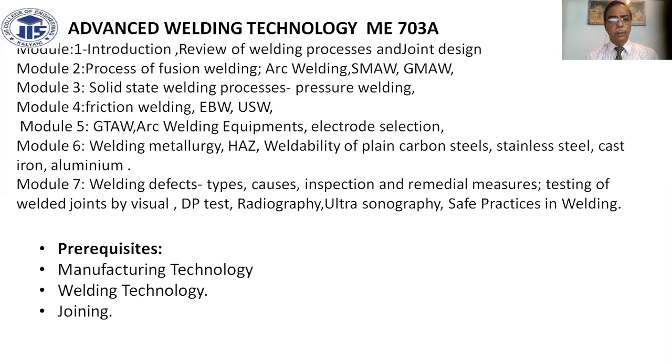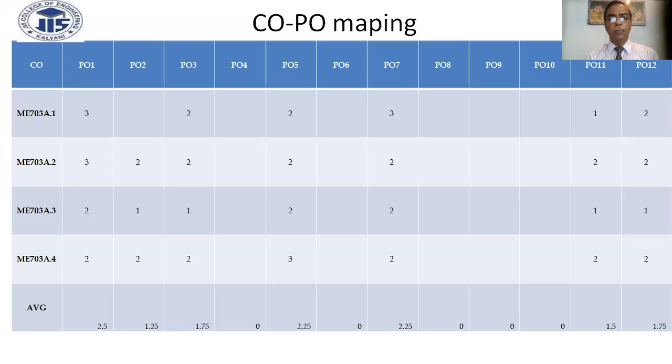For the study of this subject, the prerequisites are manufacturing technology, welding technology, and joining of metals. This is the CO-PO mapping. There are 4 COs and 12 POs, and the average is given.